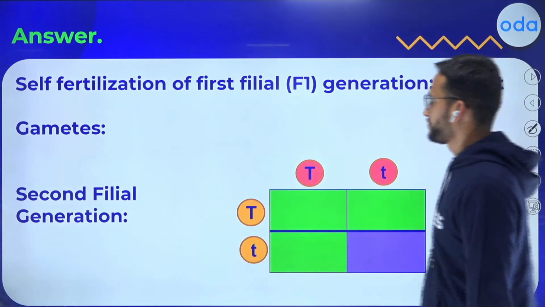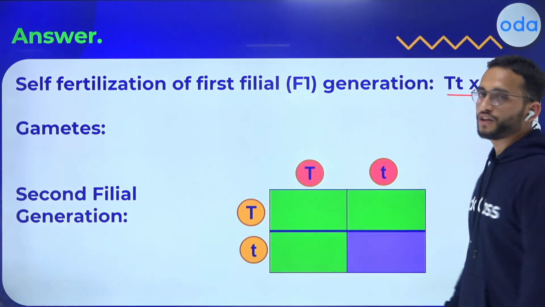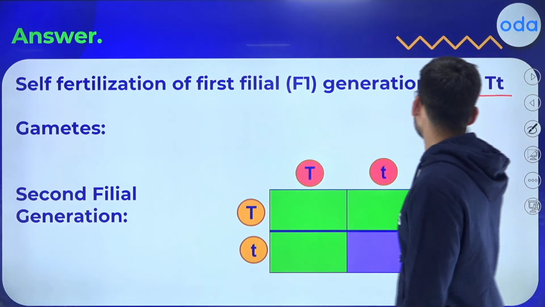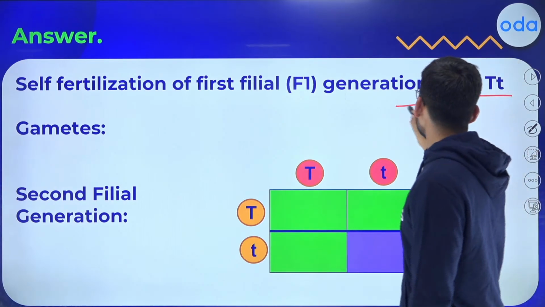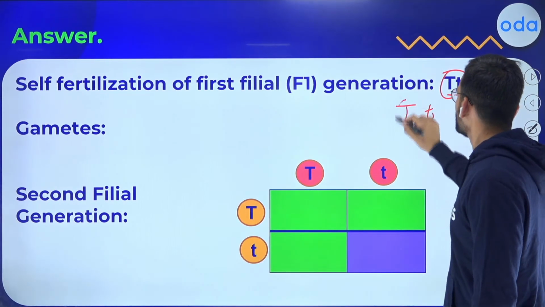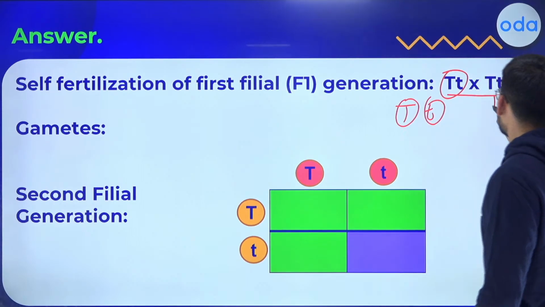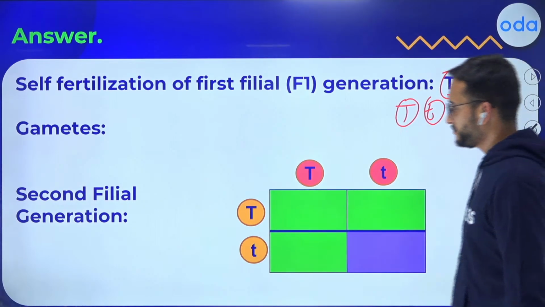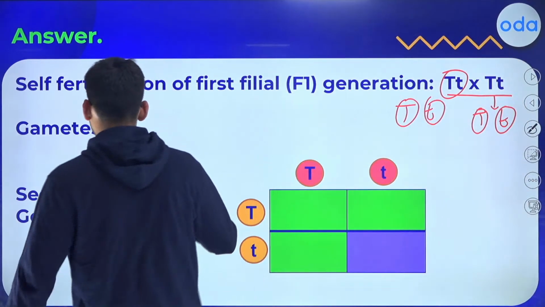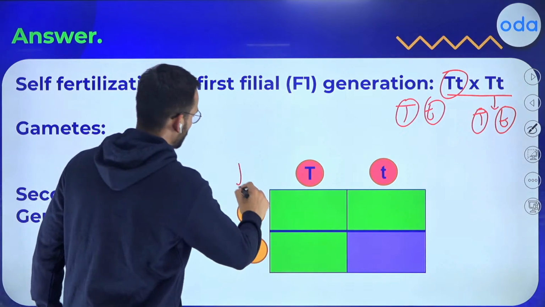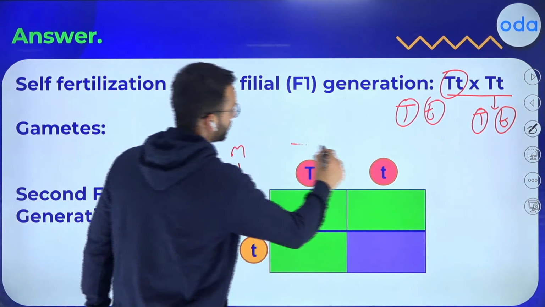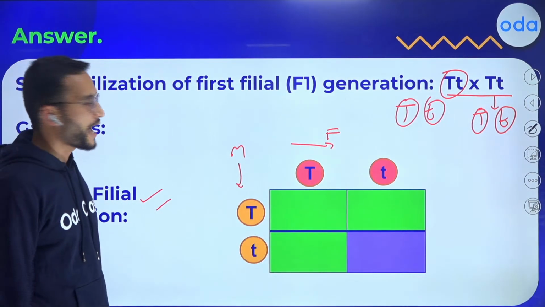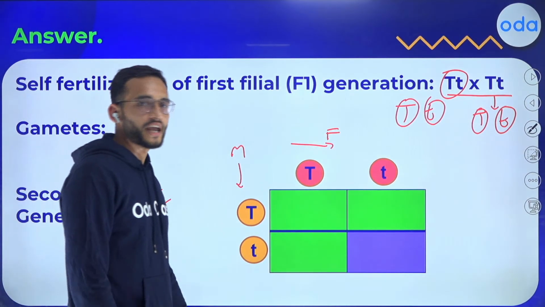So what he found after self-fertilization of the F1 generation was capital T small t. So what will be the genotypes? The gametes formed will be capital T small t. While from this, it will be again capital T and small t. So in the F2 generation, what is going to happen? You have these males, let us say these are males and these are the females.